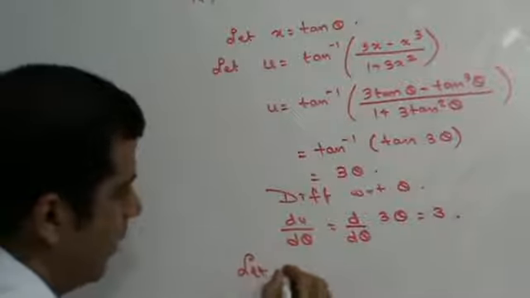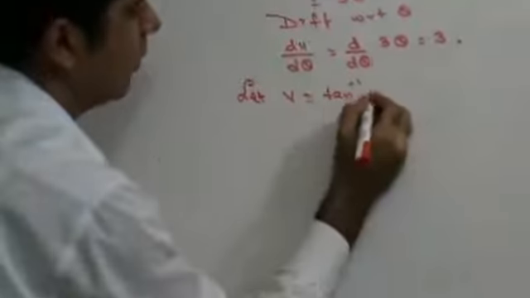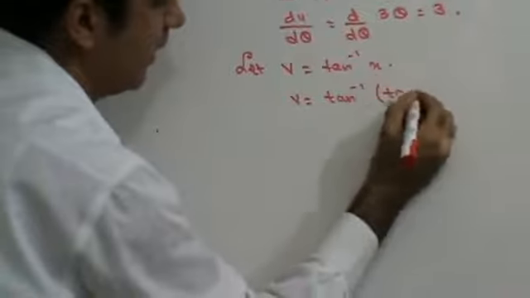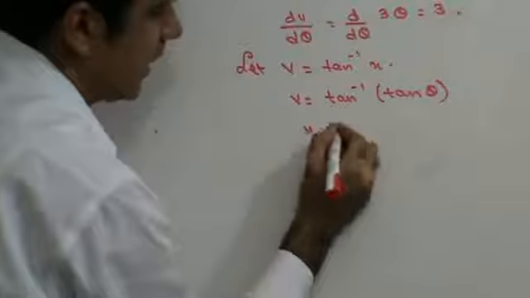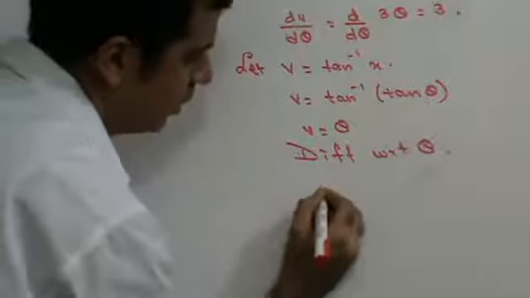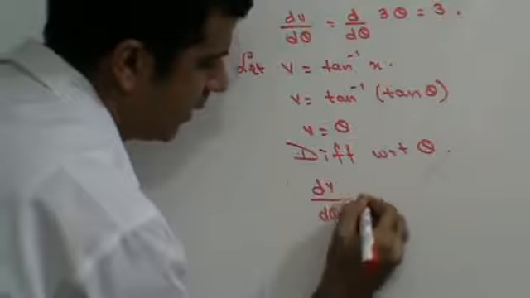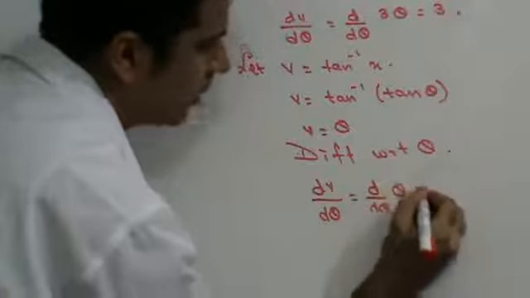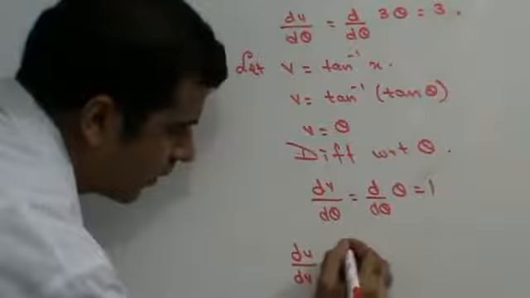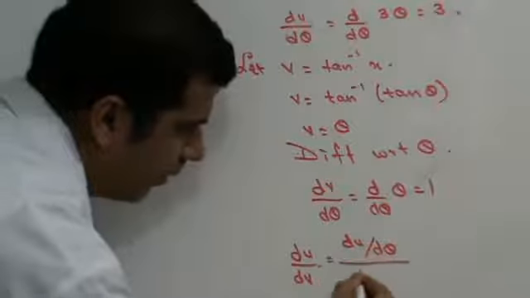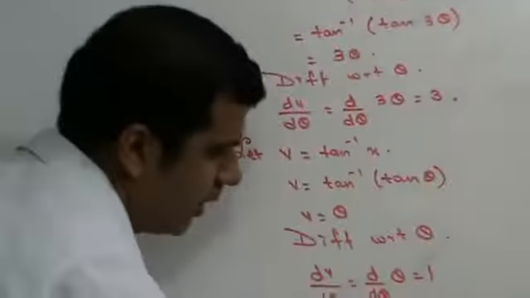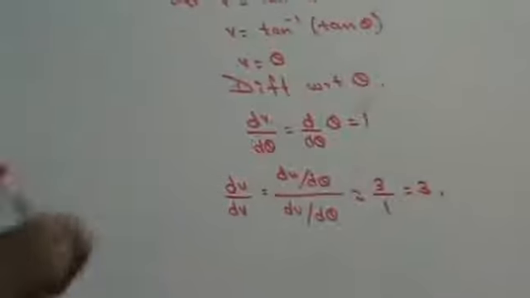Let v be equal to tan inverse of x, but we have assumed the value of x to be tan theta. So tan inverse and tan get cancelled, that is theta. Differentiate with respect to theta. So you will get dv by d theta, which is d by d theta of theta, which is nothing but 1. Once you have this, you can find out du by dv, which is nothing but du by d theta upon dv by d theta, which is 3 divided by 1, that is 3. That will be the answer for the sum.